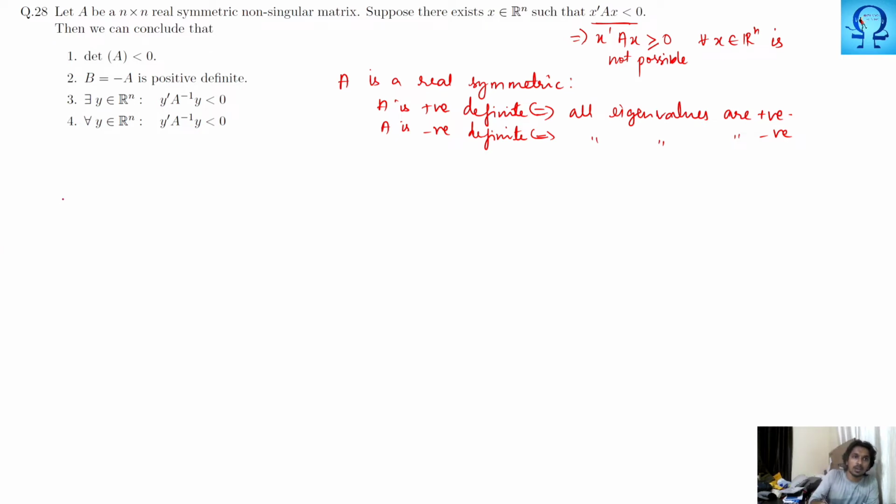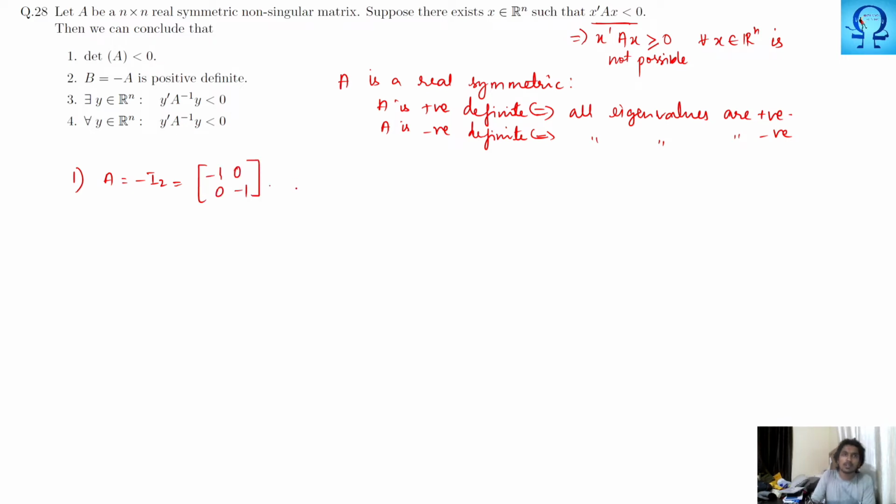Now let us try to construct examples to discuss the options. For the first one, let me take A to be minus the identity matrix. Let us do simple cases: minus I2, that is minus 1, 0, 0, minus 1.